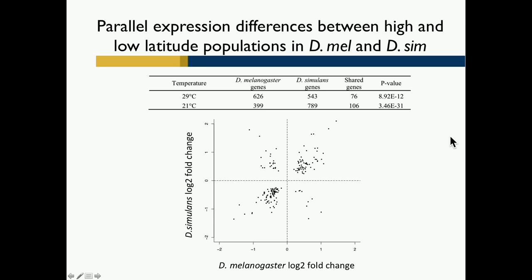We also checked the expression direction. What I mean by direction is if a gene tends to be expressed highly in Maine or highly in Panama. We found that for the shared genes, most of the genes have the same pattern in Drosophila melanogaster and Drosophila simulans, supporting that those patterns might reflect the true biology.